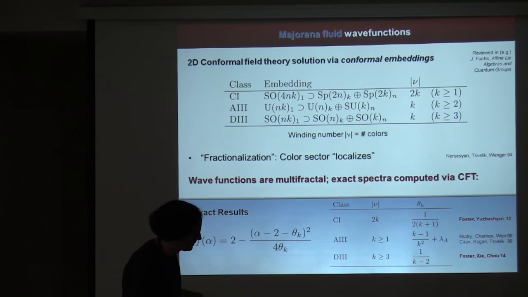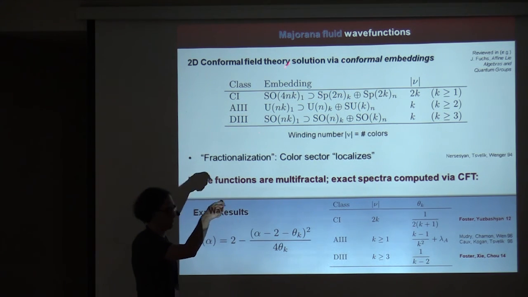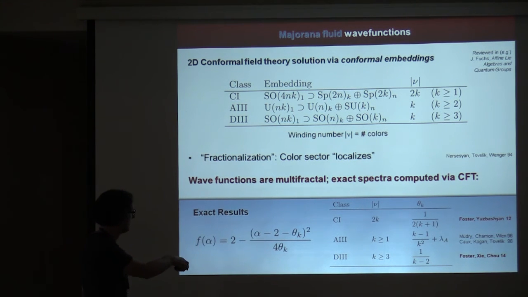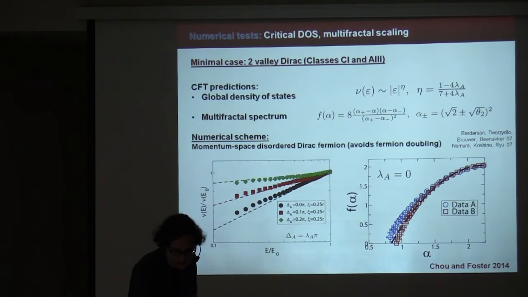And so let me skip this. The only point I want to mention is that for all of these topological superconductors, we can actually compute these statistics using the so-called conformal embedding theory. And so you get some exact expression for f of alpha, which depends on some parameter. So CFT gives simple predictions. We can check those numerically, and it works.